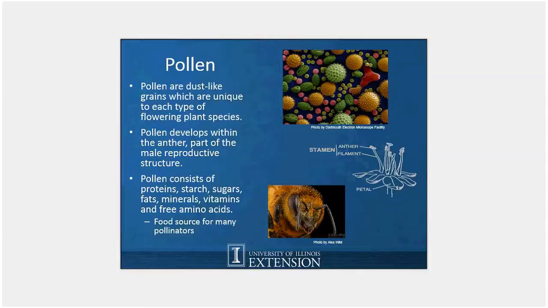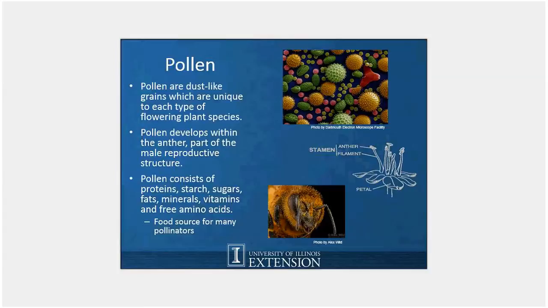All right, and the next thing some insects will go after is the pollen. Pollen are dust-like grains that are unique to each type of flowering plant species. So in this picture on the top right, we've got an image of a bunch of different pollen granules. Each one of those different colors is a different species of plant. And the pollen develops within the anther, which is part of the male reproductive structure. You can see that in the picture on the middle there on the right-hand side.